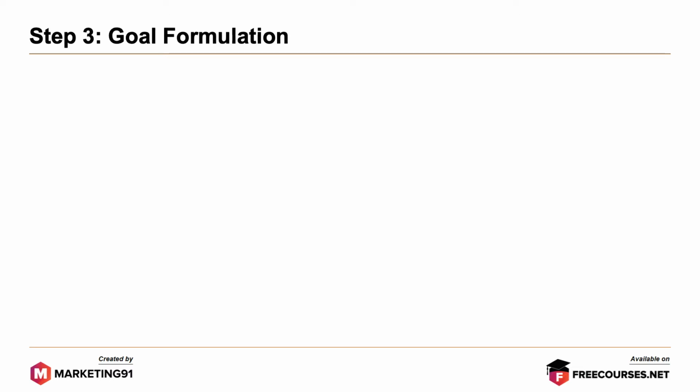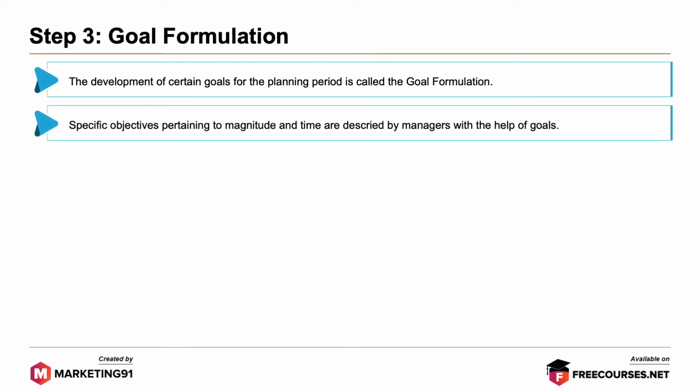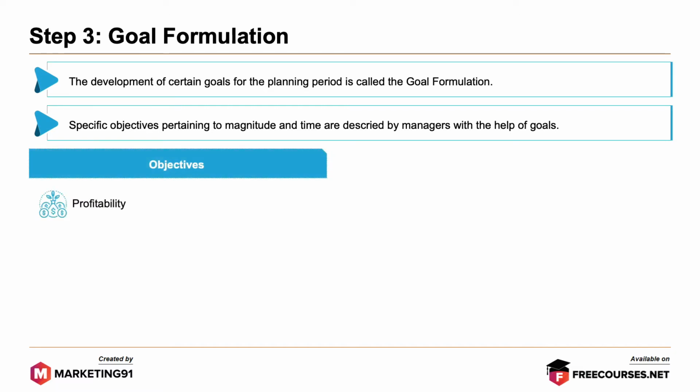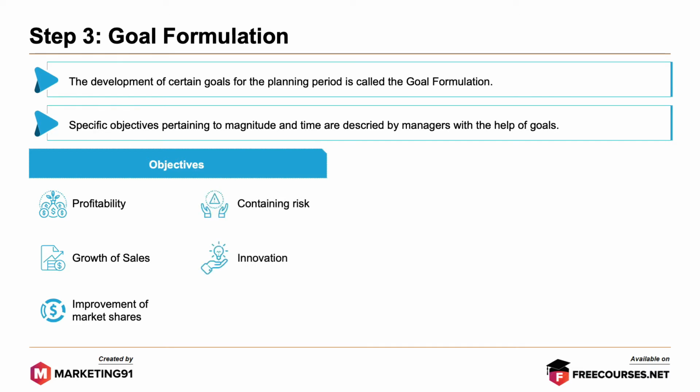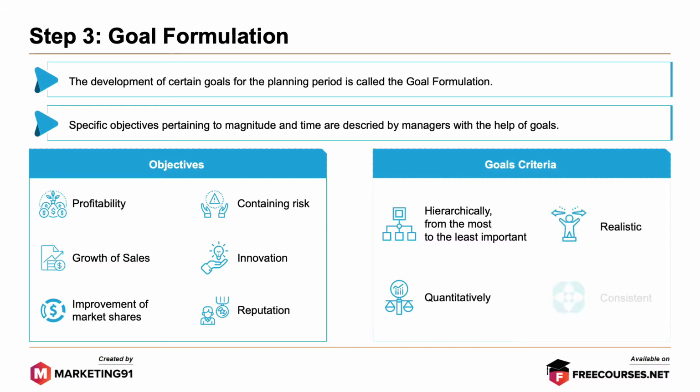Moving on to step 3, goal formulation. The development of certain goals for the planning period is called goal formulation. Specific objectives pertaining to the magnitude and time are described by managers with the help of goals. The objectives include profitability, growth of sales, improvement of market shares, containing risk, innovation, and reputation. And some of the goal criteria that need to be kept in mind are: first, hierarchical, from the most to the least important; quantitative; realistic; and finally, consistent goals.